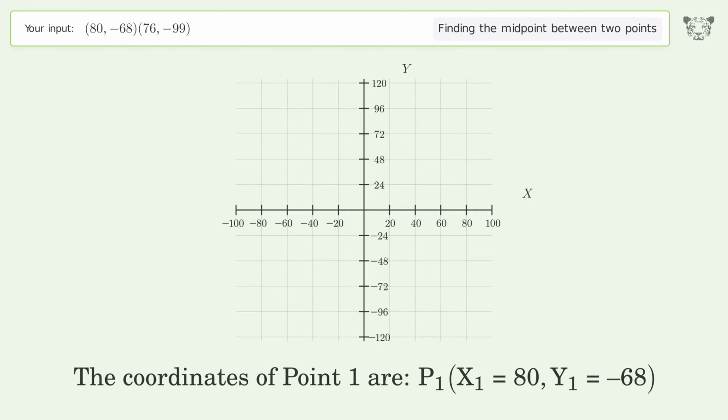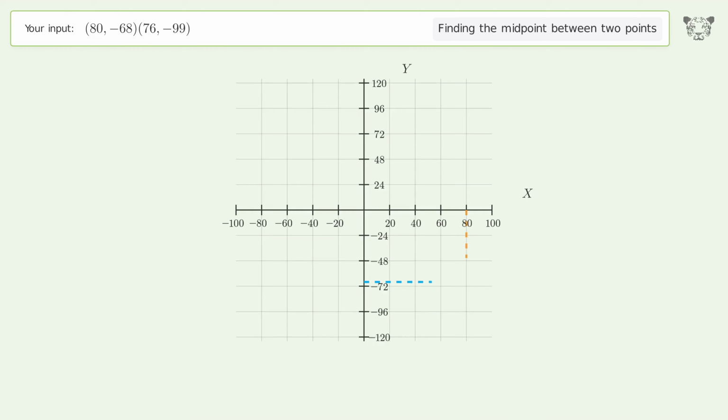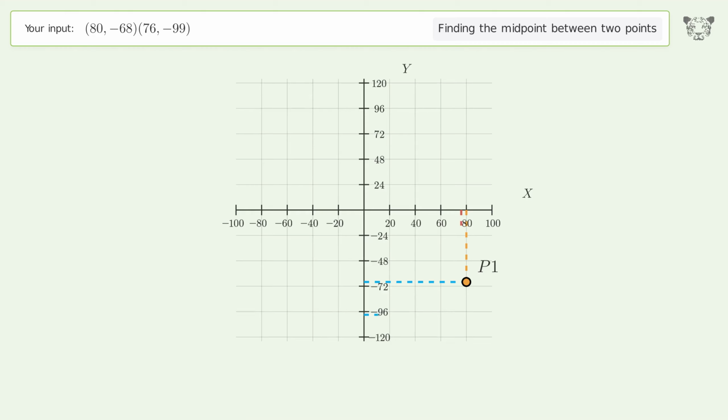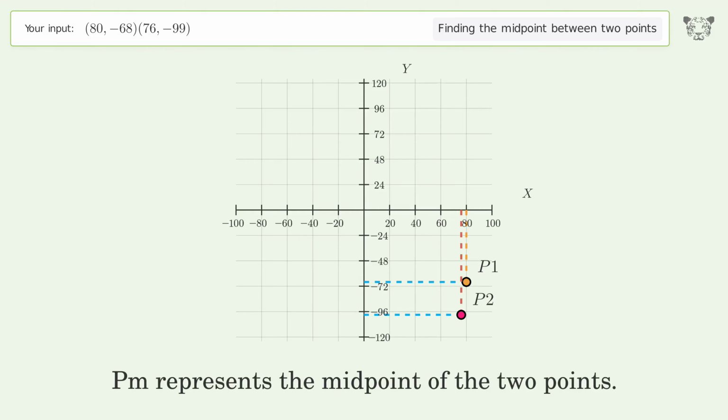The coordinates of point 1 are, x1 equals 80, y1 equals negative 68. The coordinates of point 2 are, x2 equals 76, y2 equals negative 99. PM represents the midpoint of the 2 points.